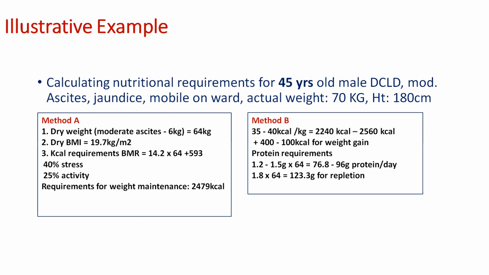And method B is directly 35 to 40 kilocalorie per kg, that comes to 2,240 kilocalorie up to 2,560, because we are taking 35 to 40 kilocalorie. So plus 1,000 kilocalorie for weight gain. Sorry, by mistake, it's only plus 100 kilocalorie for weight gain. And protein requirement for this patient is 1.2 to 1.5 into 64, that is dry weight, equal to 70 to 96 gram protein we can provide. We can even go up to 2 gram per kg of dry weight for sarcopenia and frailty patients.